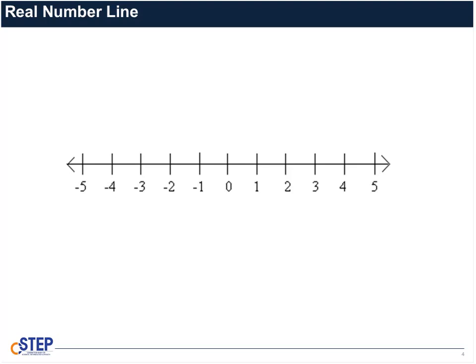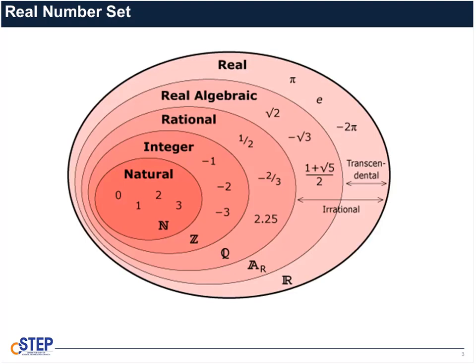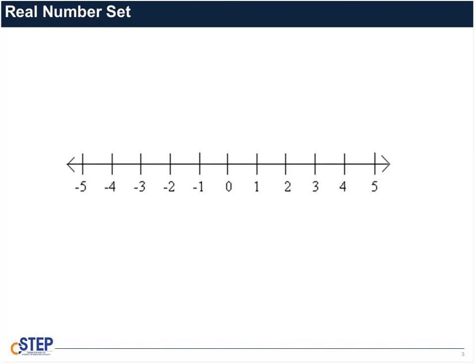0, 1, 2, all are natural numbers. The right-hand side of your graph is the natural numbers. When you take the full number line, it is the integer numbers. Any numbers between 0 and 1, 1 and 2, 2 and 3 are rational or irrational numbers.